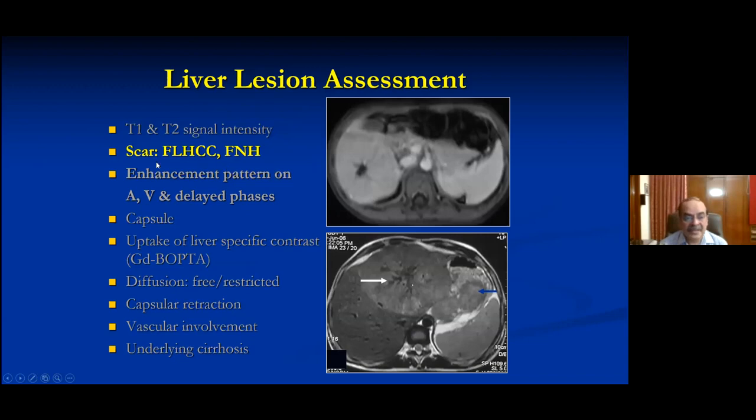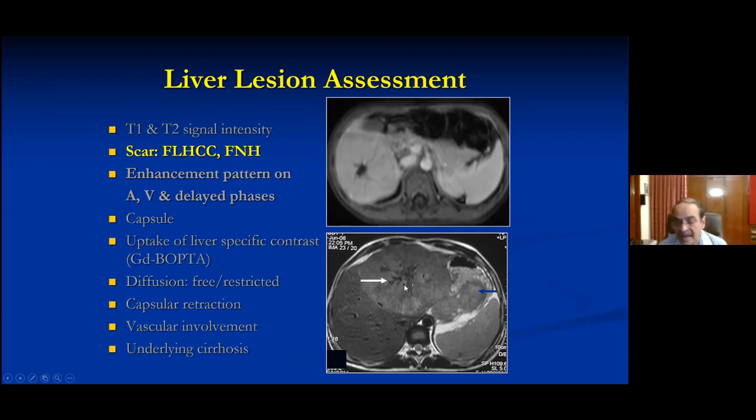Presence of a scar within the lesion helps you to narrow down your differential diagnosis. The two common lesions which show a central scar are focal nodular hyperplasia and a fibrolamellar hepatocellular carcinoma. I'll use this T2 weighted image to highlight the appearance of a scar in a fibrolamellar HCC. Notice this central stellate appearance, which is T2 dark, within this large focal lesion in segments 2 and 3 of the liver. This T2 dark scar is virtually characteristic of a fibrolamellar HCC.